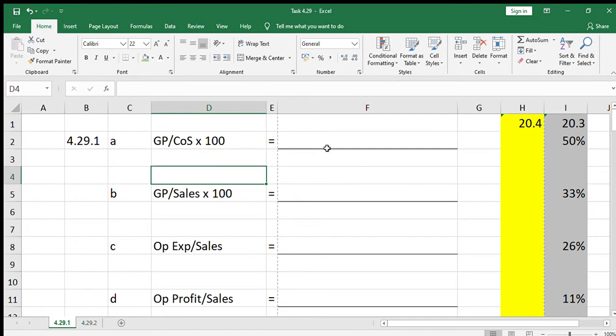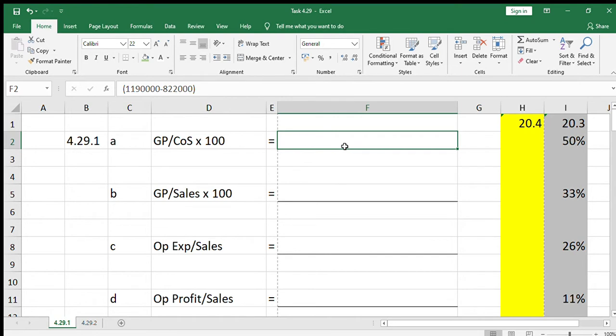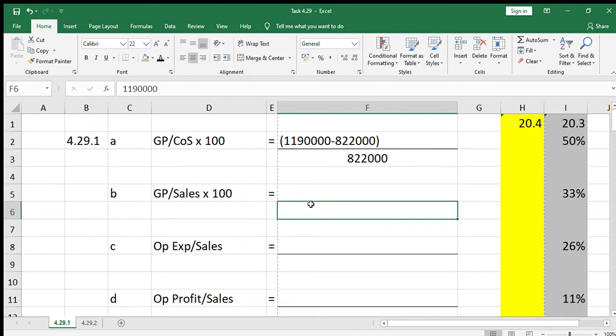Let's look at our income statement to get the gross profit information. We've been given sales and cost of sales. So we're just going to take the sales amount, 1,190,000, minus the cost of sales, 822,000. That will give you gross profit. And you're going to divide that by the cost of sales, which is 822,000. We also need to multiply it by 100, and that will give us an answer of 45%.